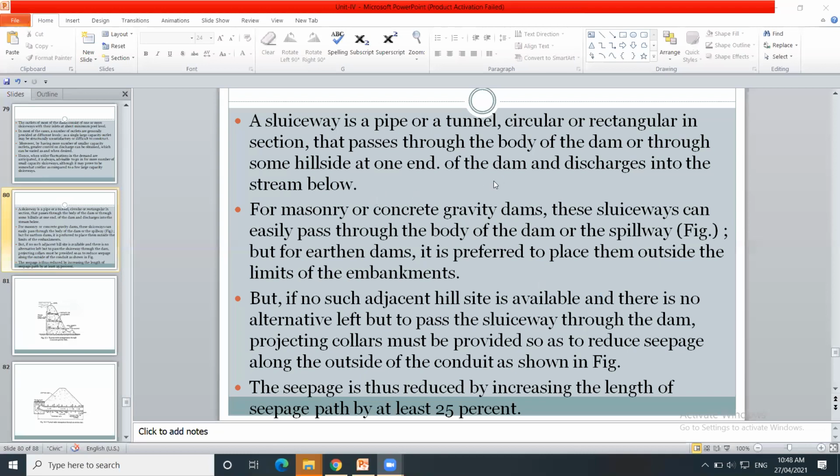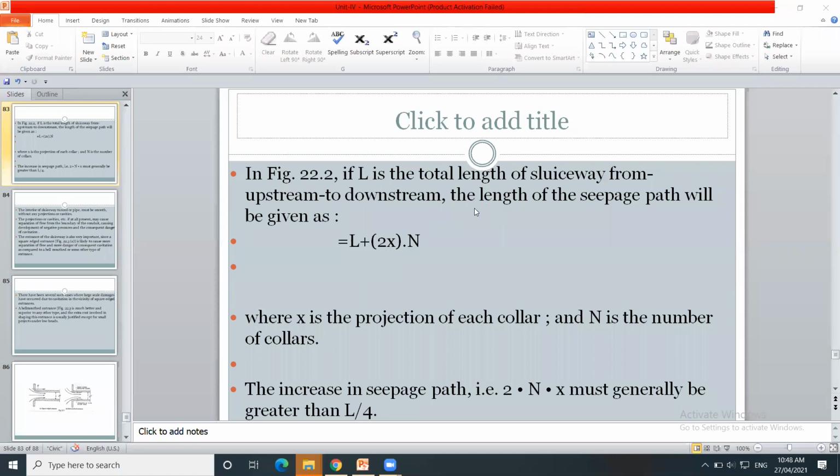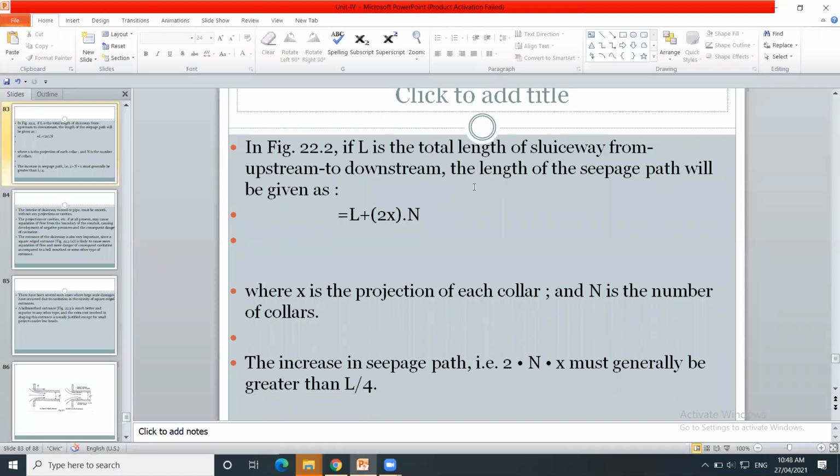If L is the total length of the sluiceway from upstream to downstream side, the length of the seepage path is given by this equation: seepage path equals L plus 2x into n, where x is the projection of each collar and n is the number of collars.